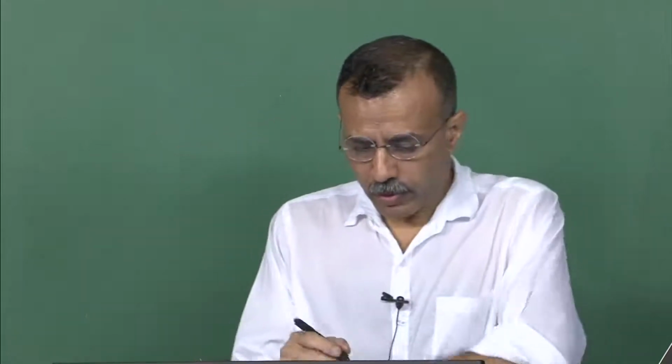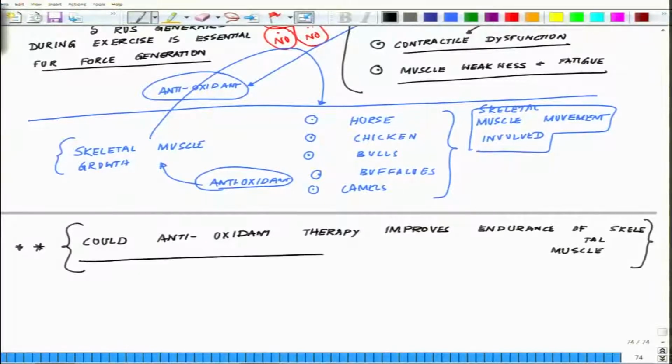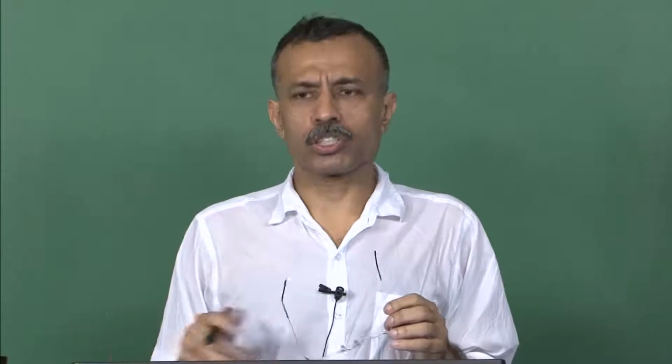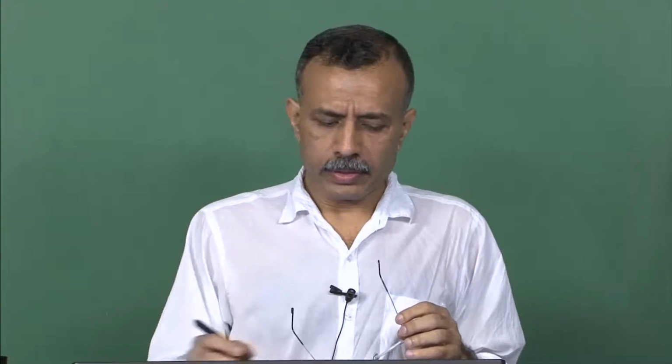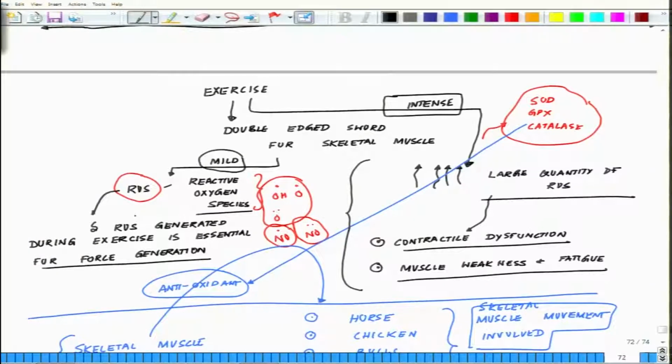Welcome back to the lecture series in role of nanomaterials in agriculture. So, we are into the animal production section. The question where I ended my previous lecture was, could antioxidant therapy improve endurance of skeletal muscle? Because I mentioned to you that during exercise it generates reactive oxygen species, and those ROS are essential for generation of contractile forces, but during intense exercise there is a large quantity of reactive oxygen species which is generated.